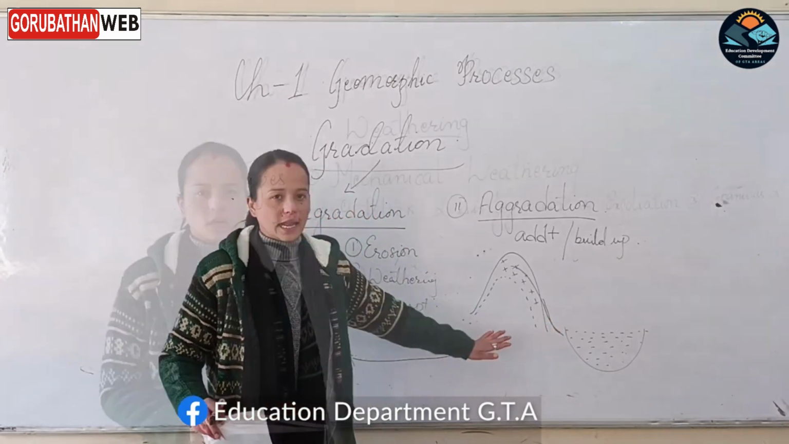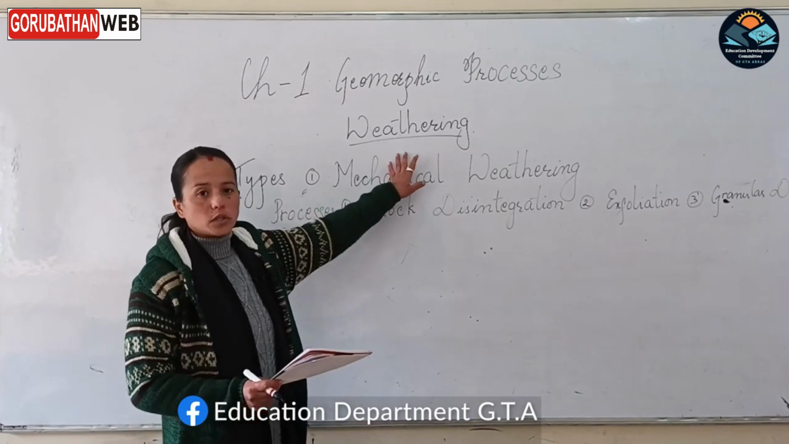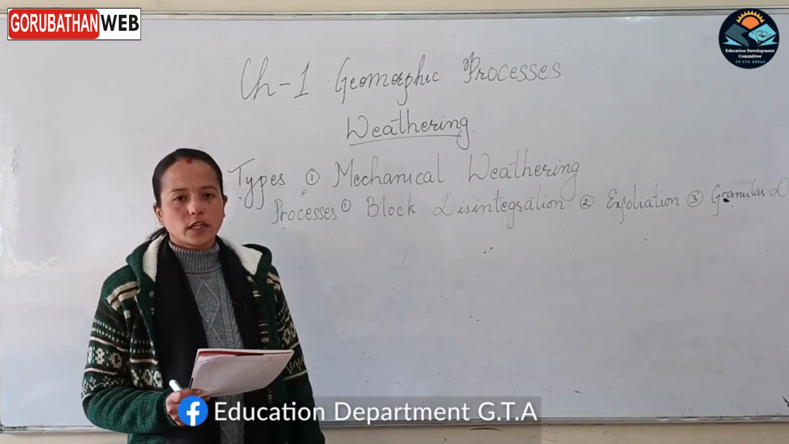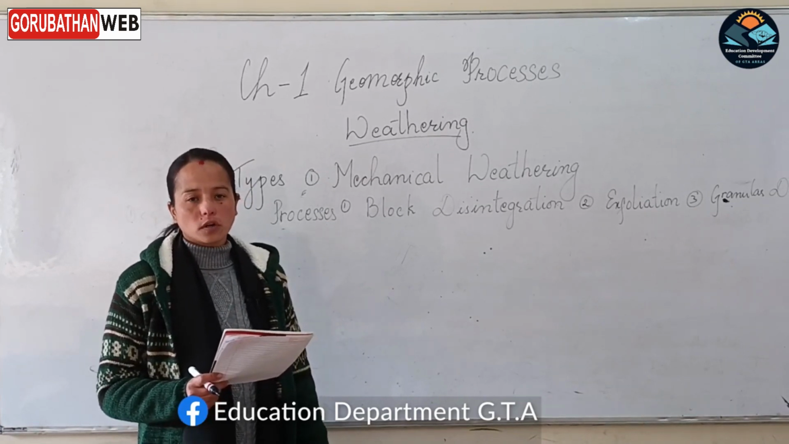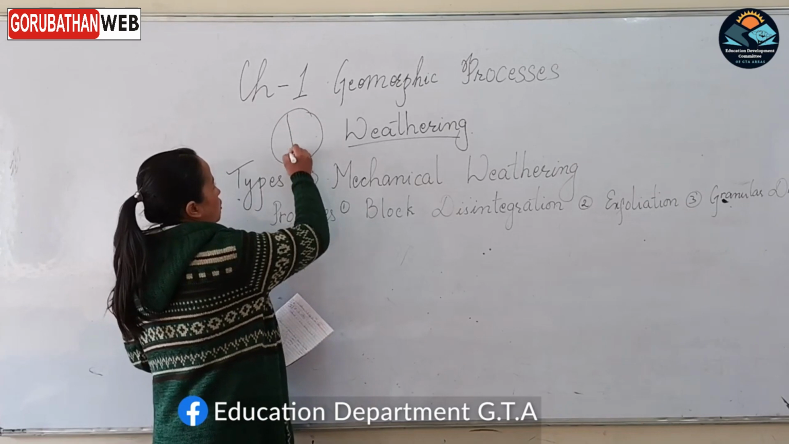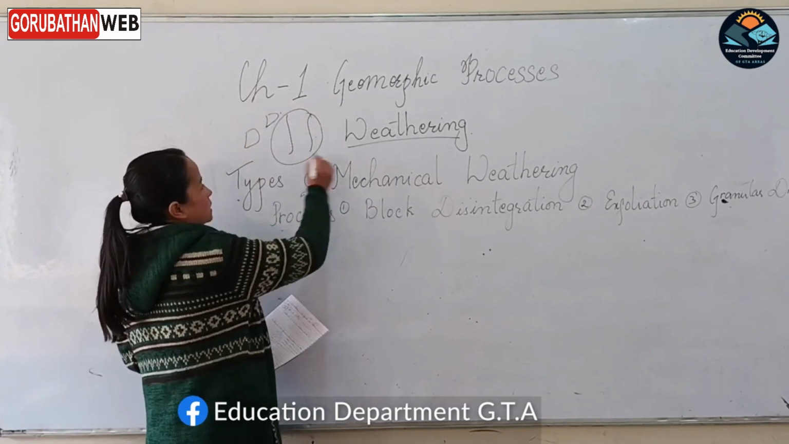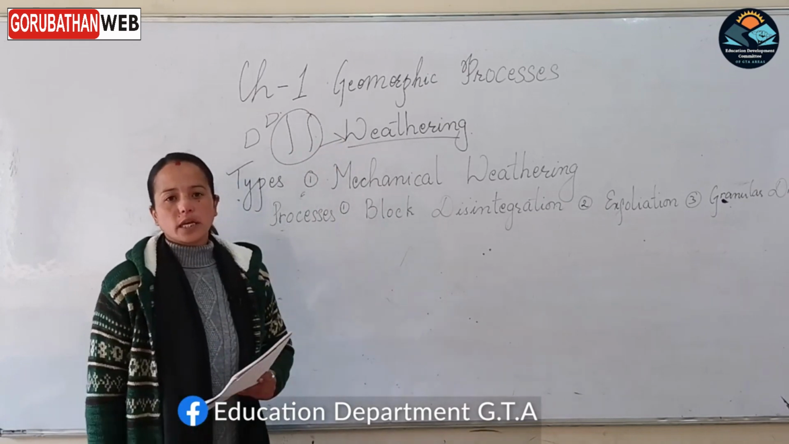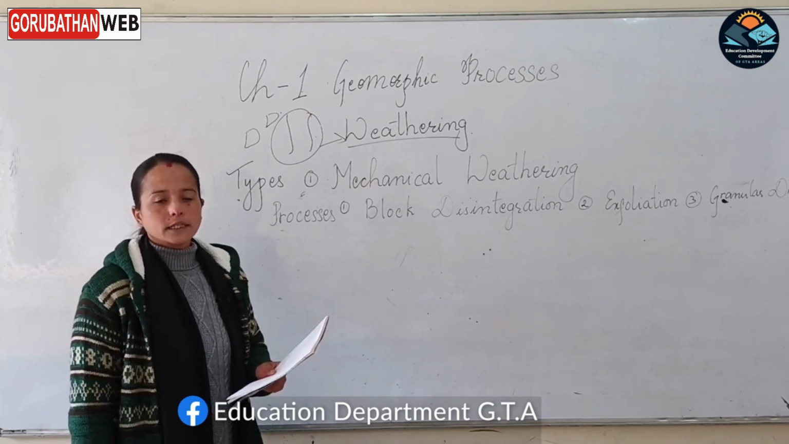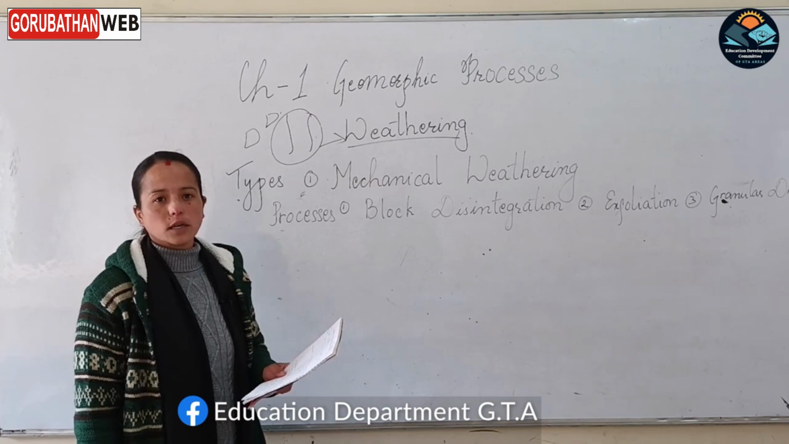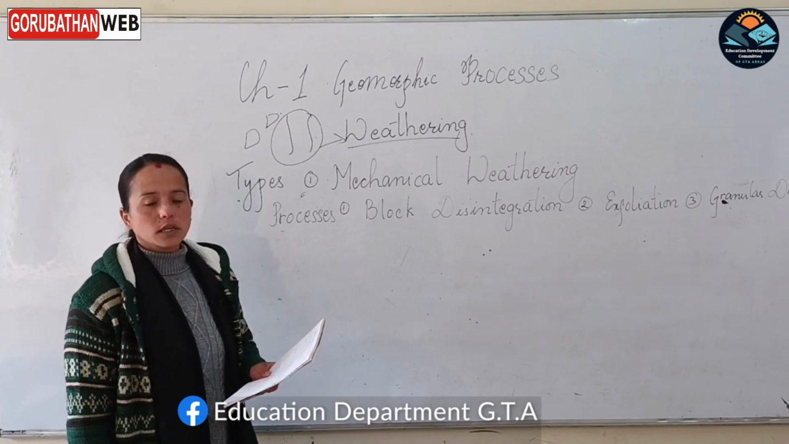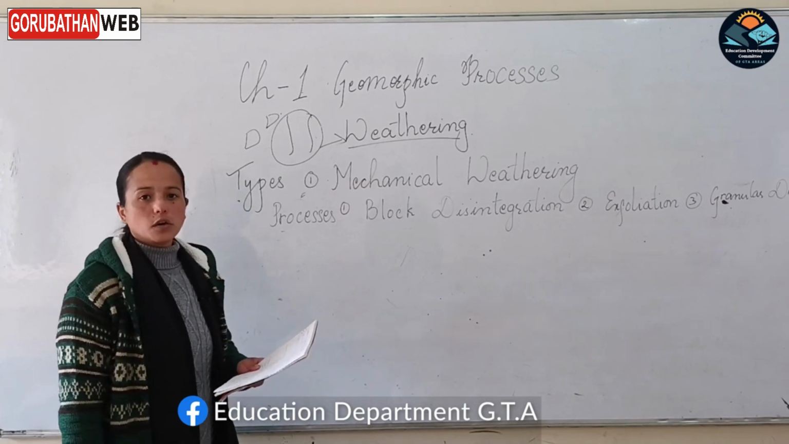Now the next topic we are going to do is weathering. In simple language, weathering is the breaking up of rock. A big rock or a stone is there, and when this rock breaks into pieces, that is known as weathering. So weathering is the disintegration or decomposition of rock in situ. Situ means in the place where they belong, where they have originated, by agents like temperature, the heat from the sun, rain, glacier, wind, etc.